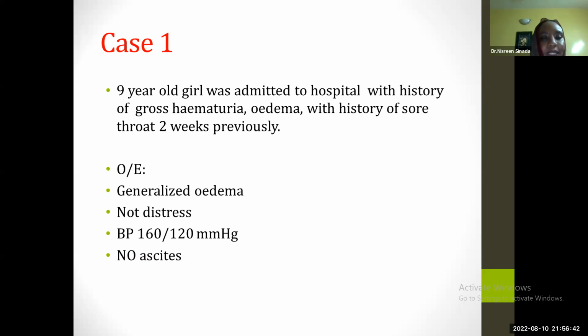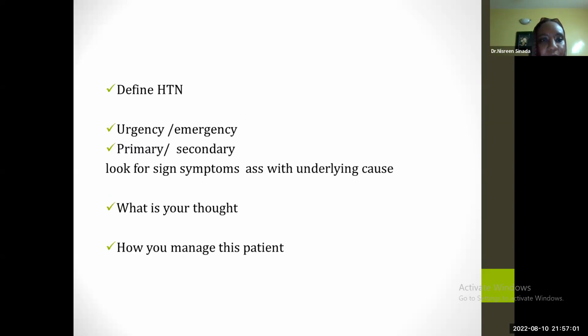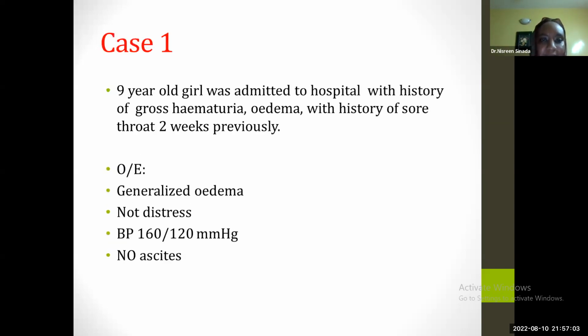Second thing, we need to know if there are any signs or symptoms of target organ damage. There are no signs or symptoms of target organ damage. So this is hypertensive urgency. It is not an emergency. Third thing, we want to know whether it is primary or secondary. So from the history, it looks like secondary because we have clues in the history and examination.